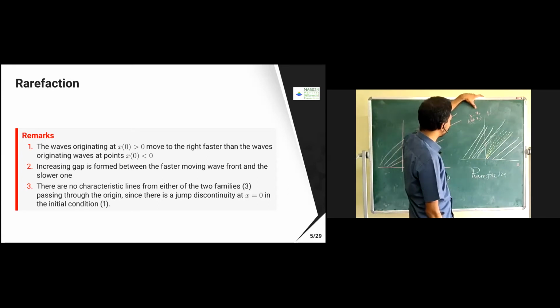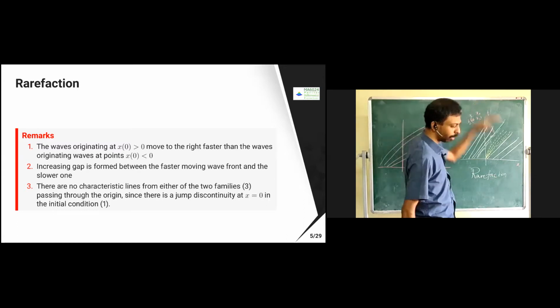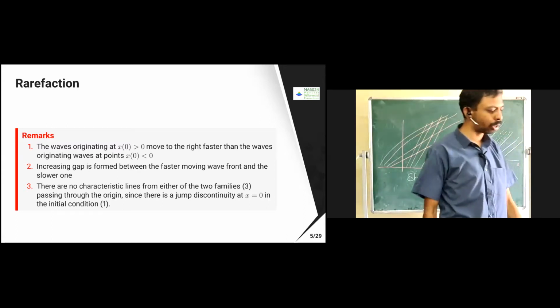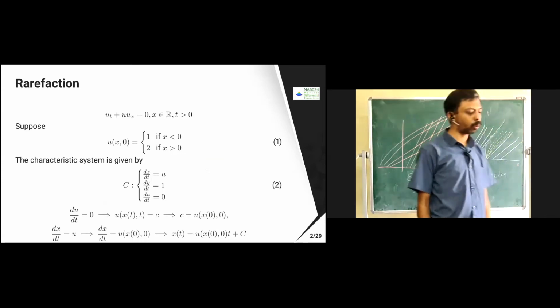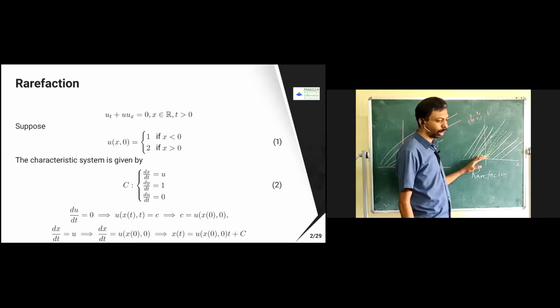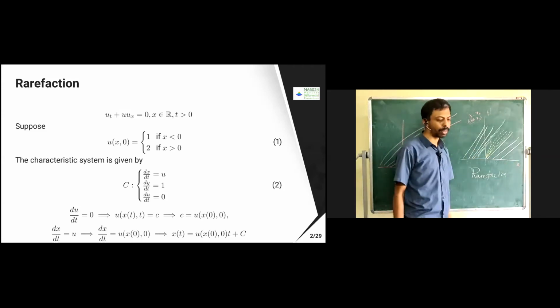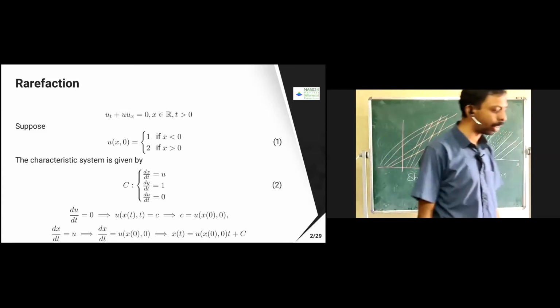If you put x of 0 greater than 0, what will happen? The wave u of x comma 0 is going to move much faster. What is the speed? The speed is u of x comma 0, which is constant, right? So the left side one is going at the speed of 1, whereas the right side is going at the speed of 2. That means the right side one is moving much faster than the left side.